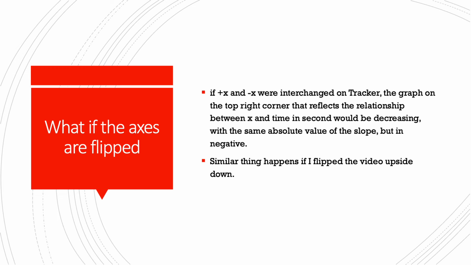If the positive x-axis and negative x-axis were interchanged on Tracker, the graph on the top right corner that reflects the relationship between x position and time in seconds would be decreasing instead of increasing. However, the absolute value of the slope would still be the same. It would just be negative. And the same thing happens with the y-axis. So it would just be upside down.